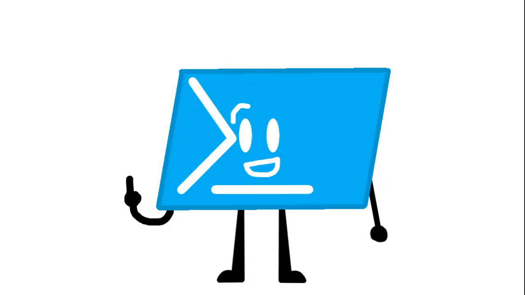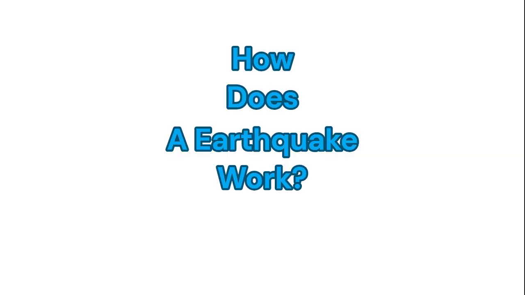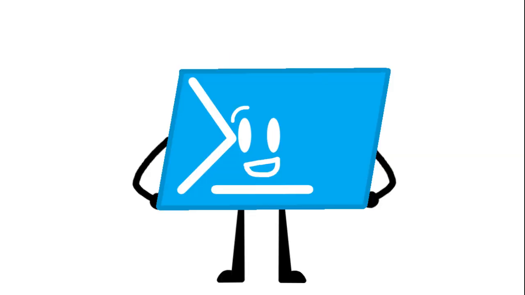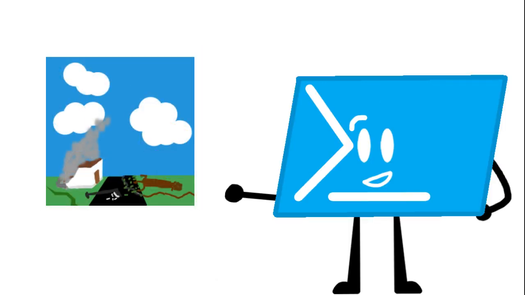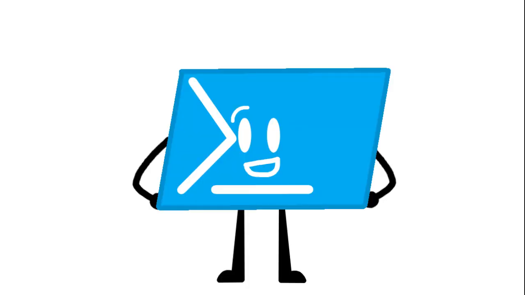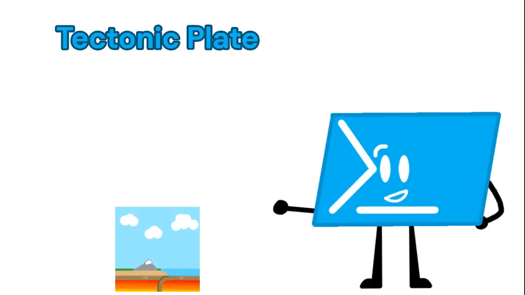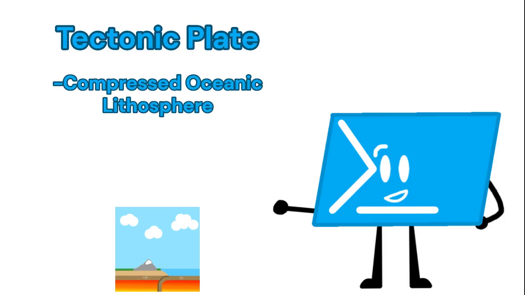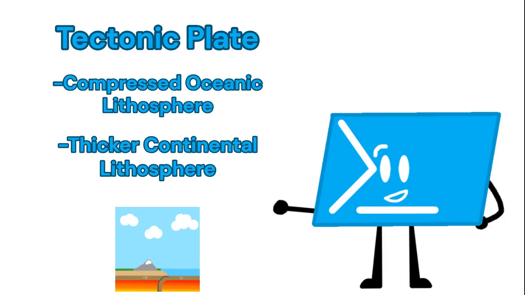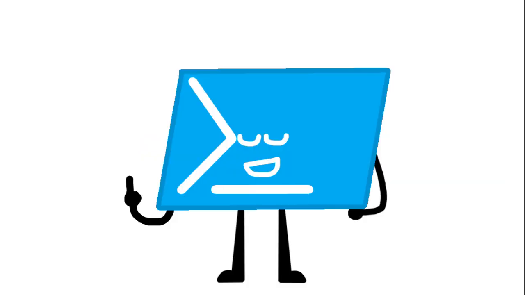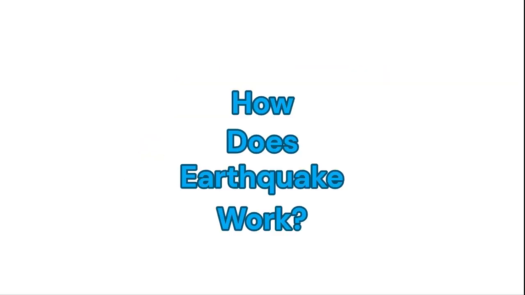Now, let's get to the next one. How does an earthquake work? When you think about how earthquakes work, you would think that the ground randomly shakes itself. Well, kinda. Earthquakes have their own pattern. It's called tectonic plates. Wait a second, what are tectonic plates? Good question. Tectonic plates are a composite of an oceanic lithosphere and a thicker continental lithosphere.